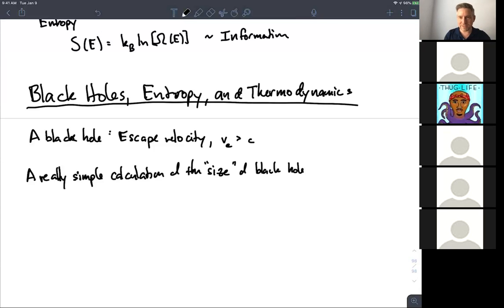Okay, and so now this calculation is going to be really, really simple and really, really dumb. But it turns out that it actually gives the right answer. So even if you went through and did this calculation using the full arsenal of general relativity and God knows what else, you'd still get the same answer. So we're going to do it the simple way to see what it tells us.